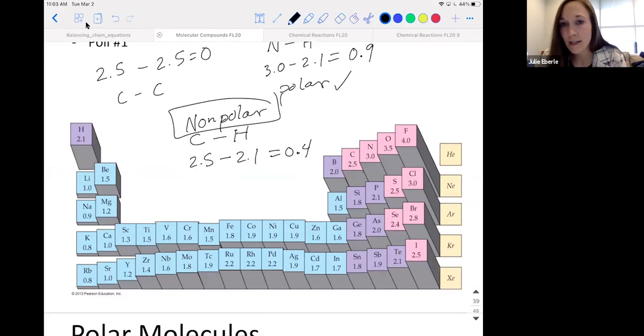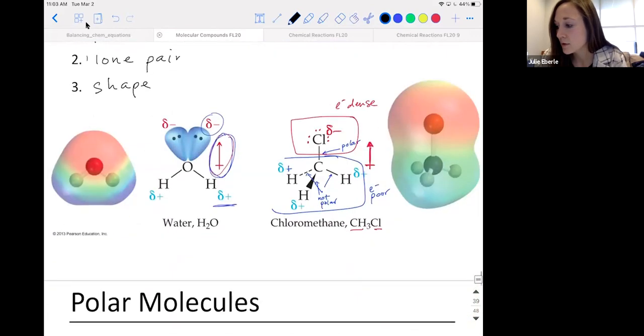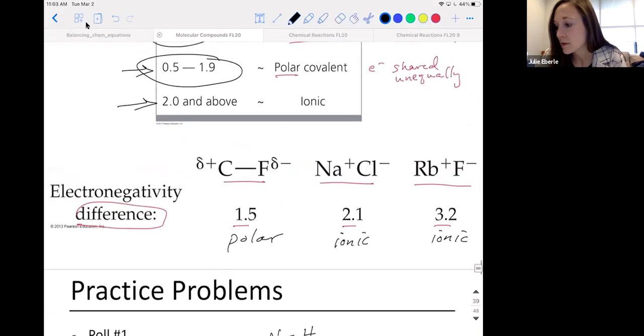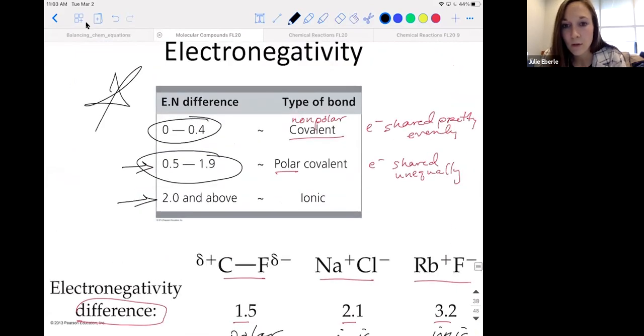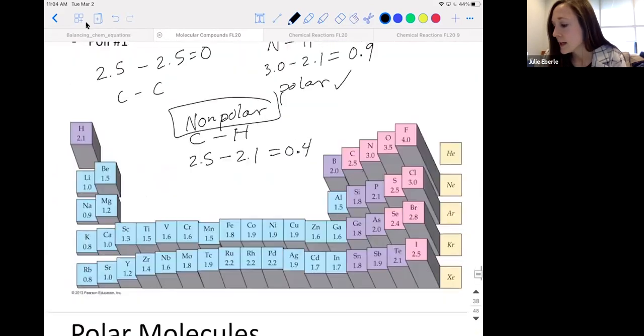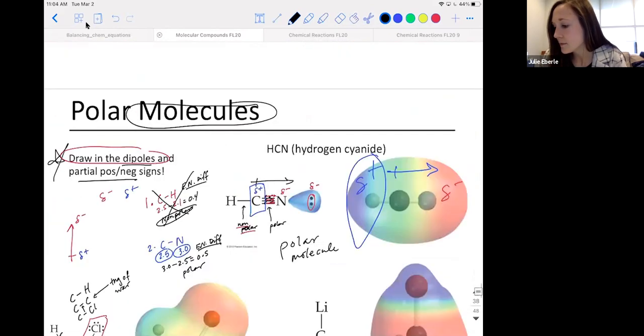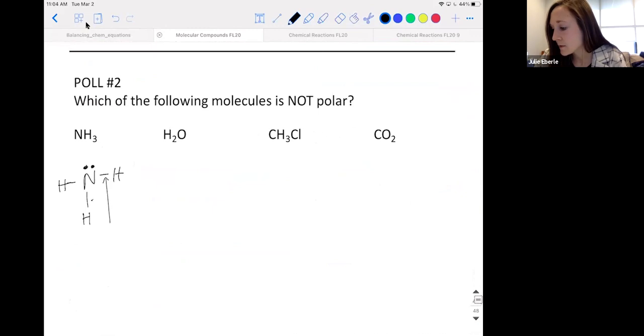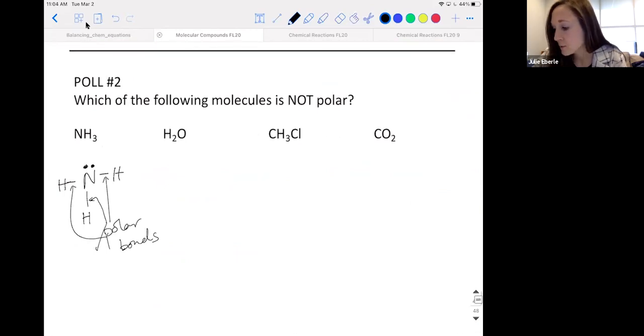I'm not going to take the time, but if you're looking at nitrogen, hydrogen, the difference is 0.9, and that is polar. Remember this chart as well, it tells you if it's polar or nonpolar based on where that difference falls. Okay, so 0.9 means it is a polar bond. So here in NH3, all of these bonds right here are polar. And so check, we've got polar bonds, we've got a lone pair, check on NH3.